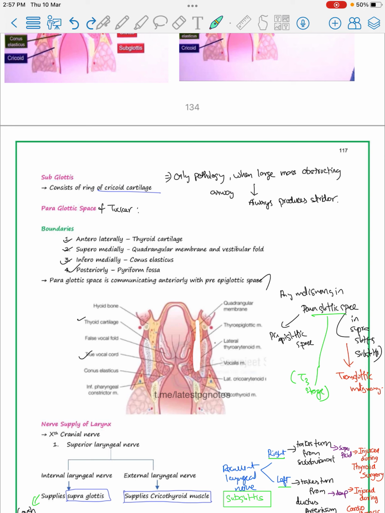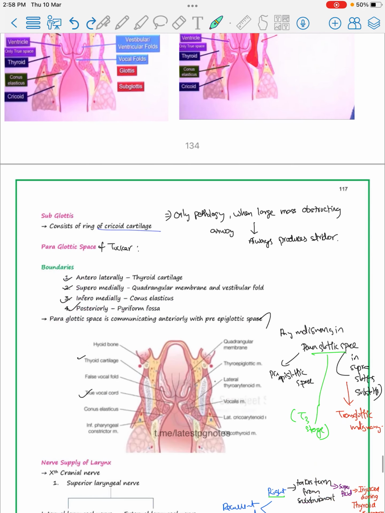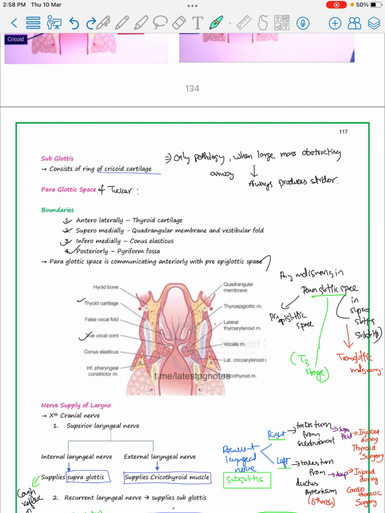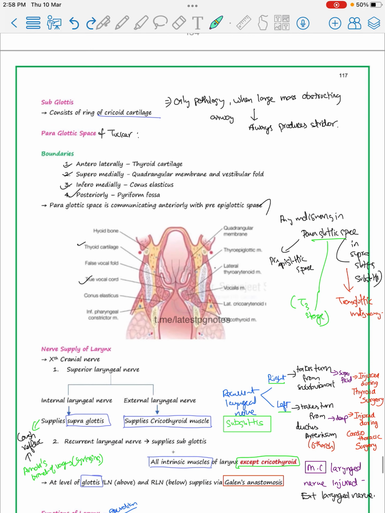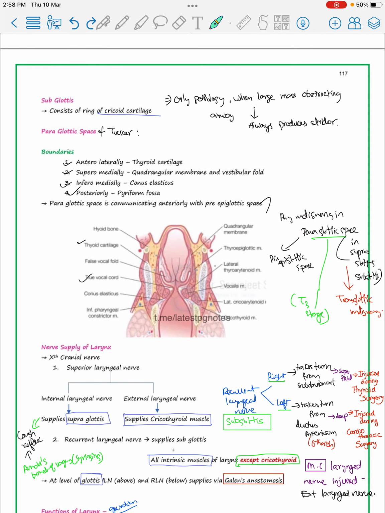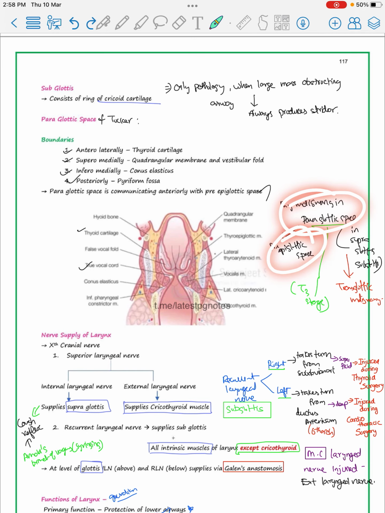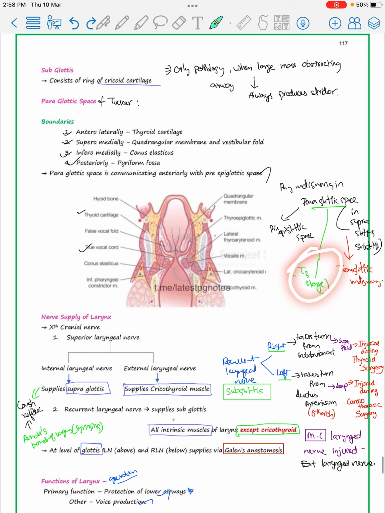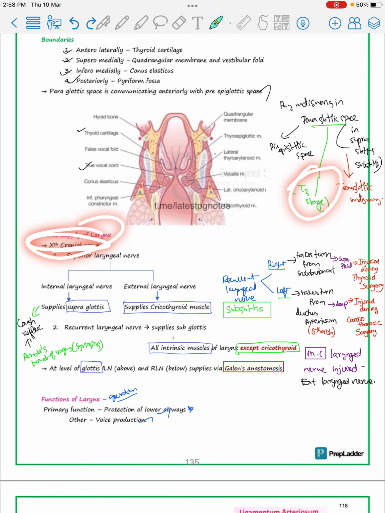So you can see this is the paraglottic space of Tucker. If the space is present anteriorly, it is pre-epiglottic; if present laterally, it is paraglottic; if present posteriorly, it is known as the piriform fossa. Any malignancy can spread to the pre-epiglottic space.